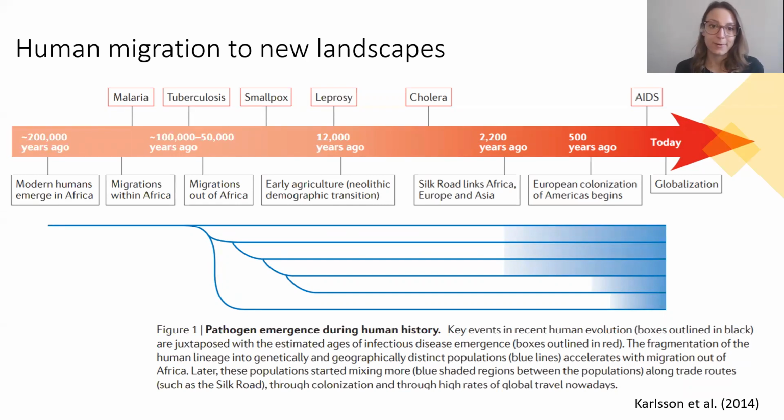Some other ones are a little bit more recent. So something like AIDS that really only emerged in the last 40 to 50 years. So as humans move, as we encounter new species especially, that tends to really speed up the process of these emergent pathogens and how they might impact human health.